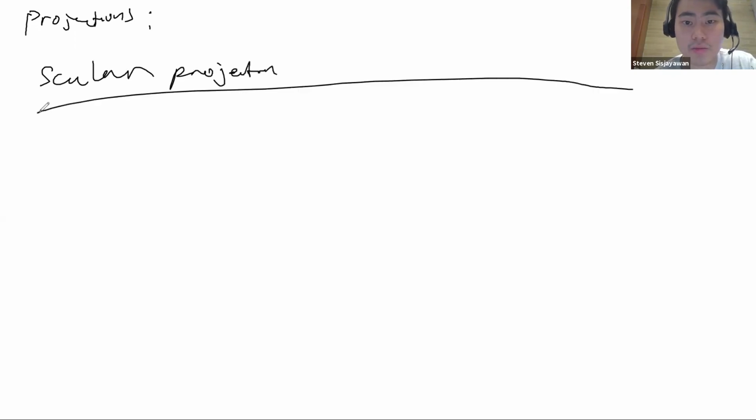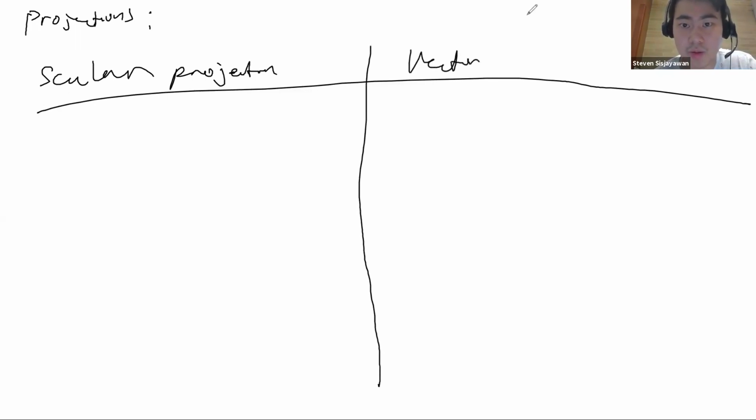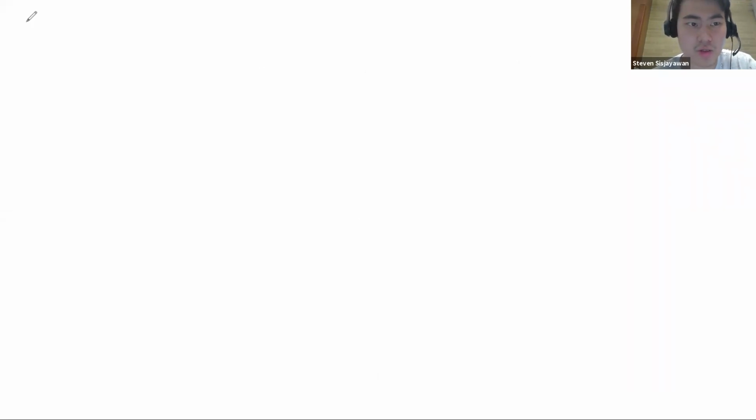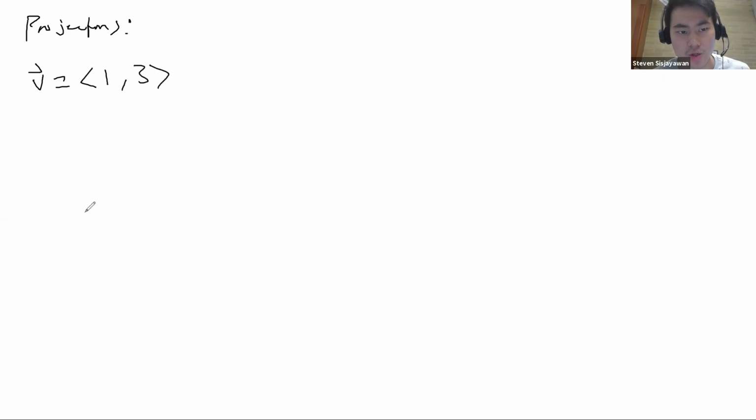Let's just do projections. Let's start off with a simple example of a vector in the XY plane. Let's say we have v equal to (1, 3). It just has an x and y component.